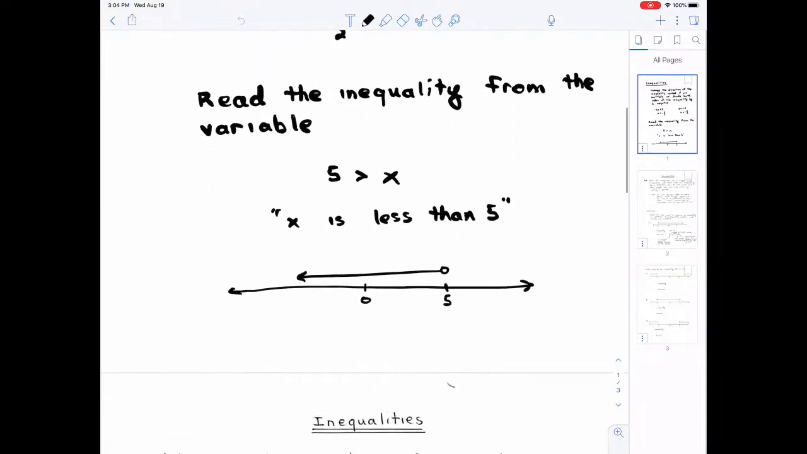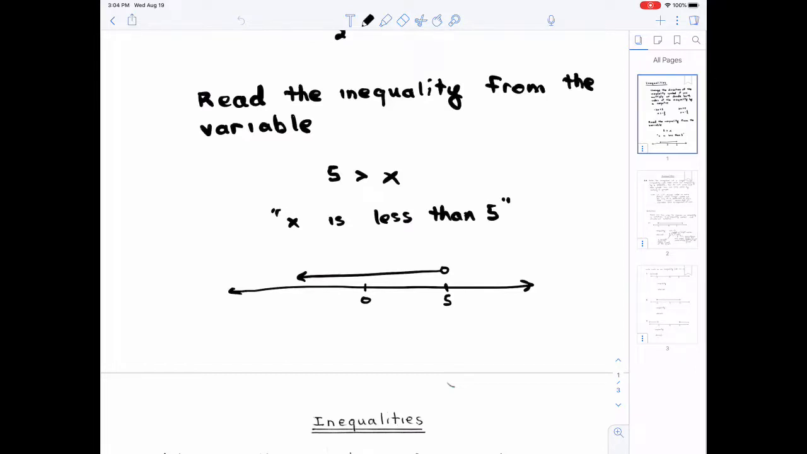Something that is not an absolute necessity, but something I strongly recommend, is that you read an inequality from the variable. So most people would read this, 5 is greater than x. You may, but the better thing to do would be read it from the variable and read it as x is less than 5. You'll make far fewer mistakes if you read it that way. There's an example of how it would graph. You have an open circle at 5 because that doesn't include the 5, and then x is less than 5. So you make it going to the left.